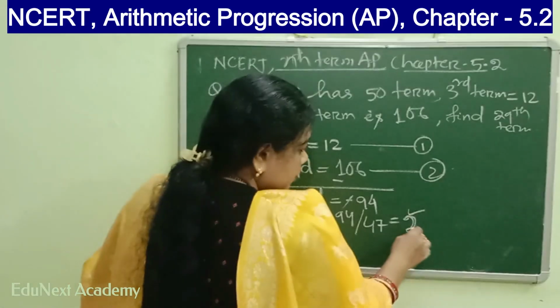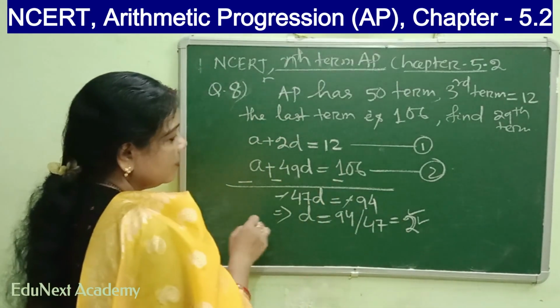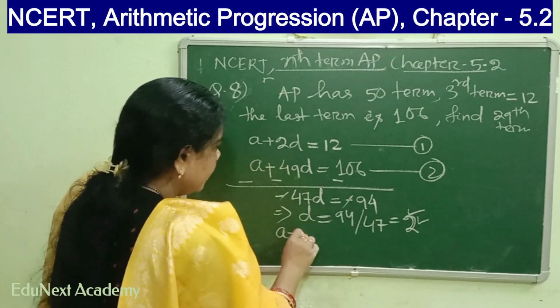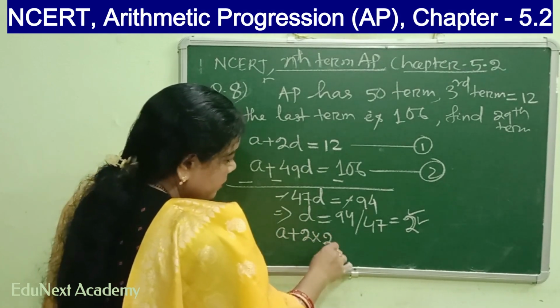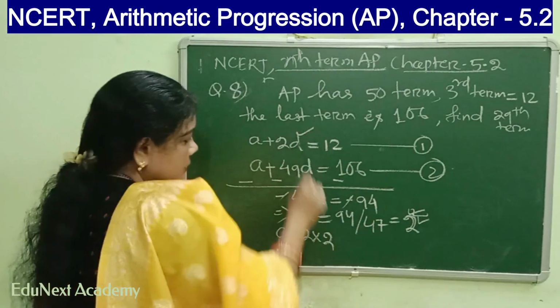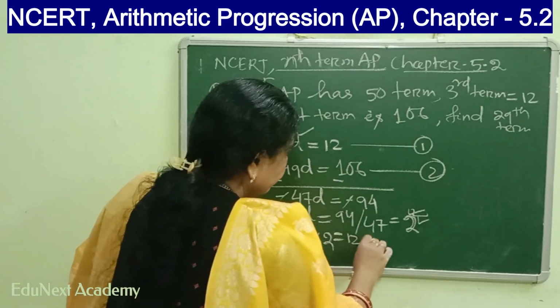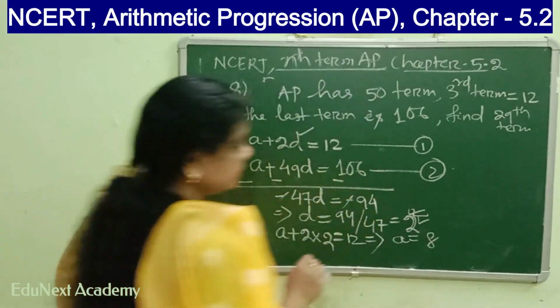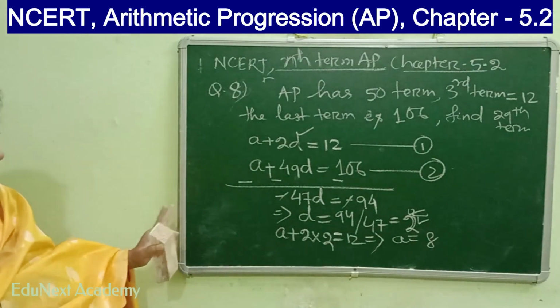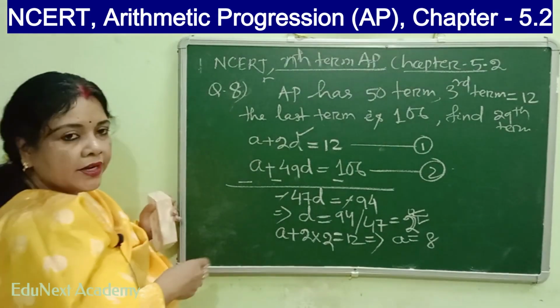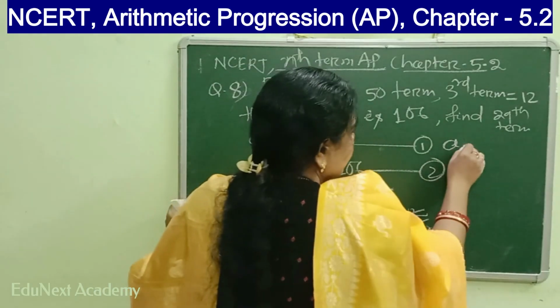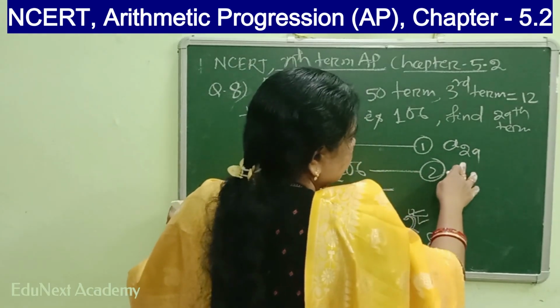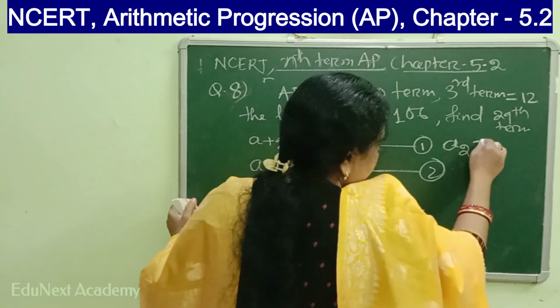So let us put this value of d in equation 1. What I got? a plus 2 into 2, because I have to put 2 here. 2 into 2 is equal to 12. This implies a, I got 8. Then I have to find out what is a29. Okay, a29 term. Very easy.